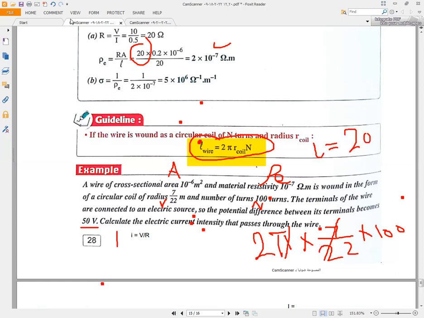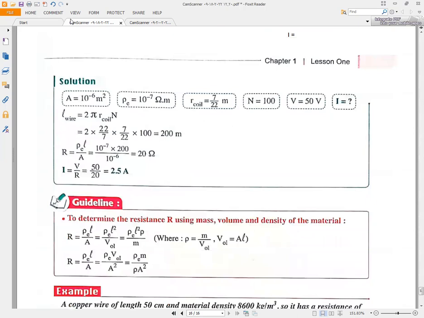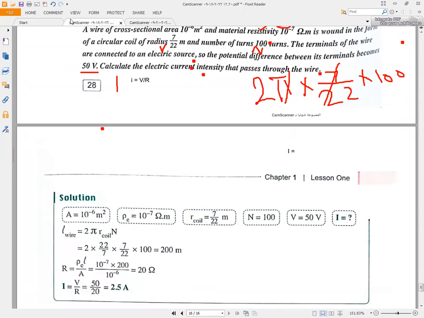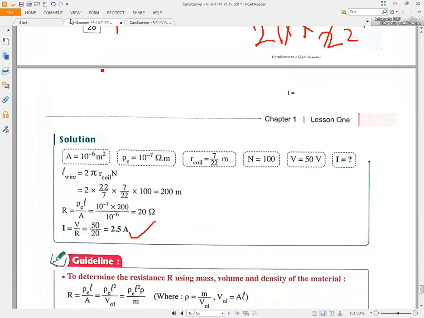So now we can calculate R and use it to get the current intensity. 50 divided by the value of R, which equals 20 ohm, so 50 over 20 ohm equals 2.5 ampere.